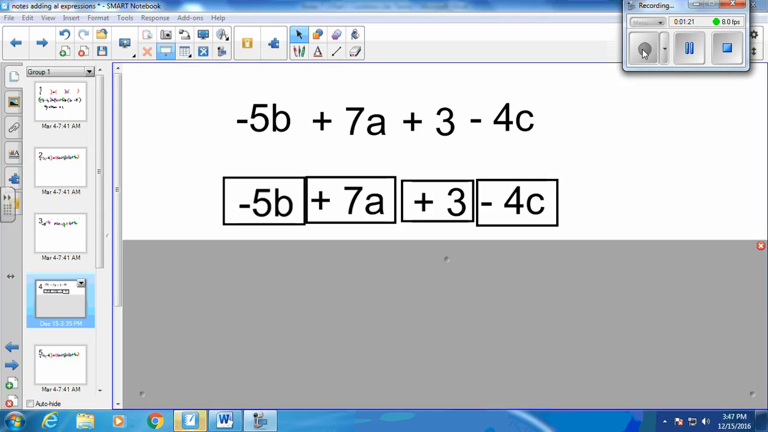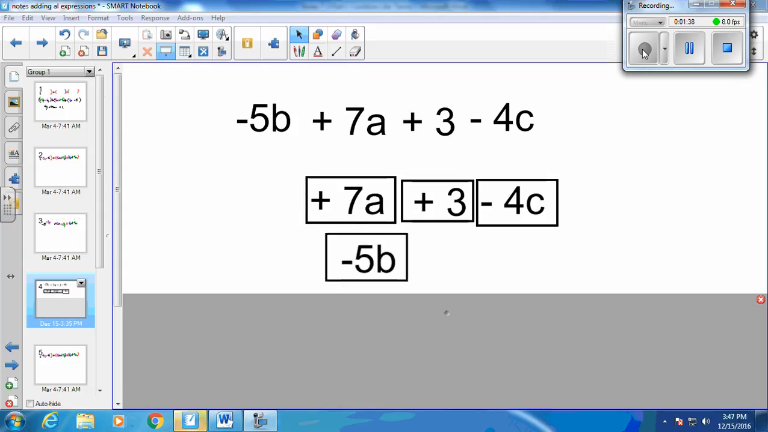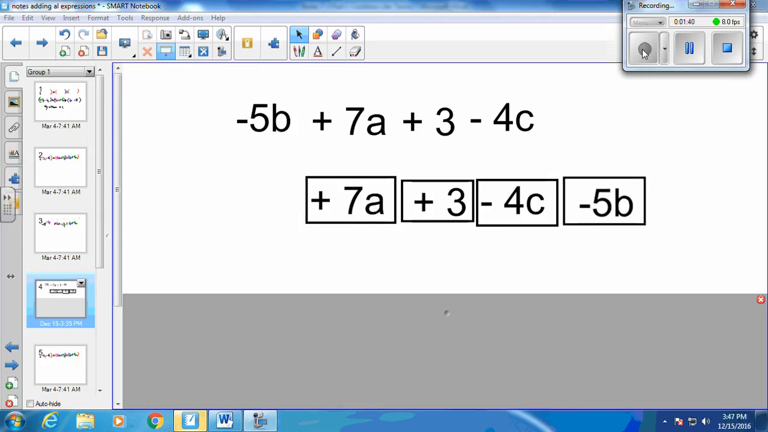So I would read this problem normally as negative 5b plus 7a plus 3 minus 4c. But now I'm actually going to take these terms and move them around, but keep the sign that's in front of the number. So when I move this to the end, I now read that as 7a plus 3 minus 4c minus 5b. Notice I did not say the positive sign that's in front of the 7, and I now said that this was a subtraction sign instead of a negative sign. So the sign is called what it is depending on where the location of it is.